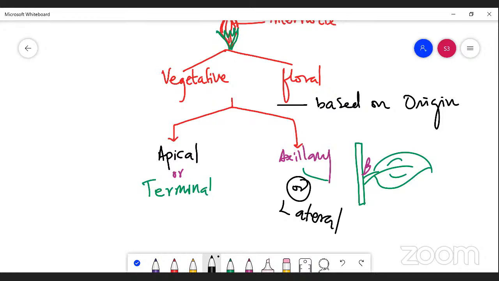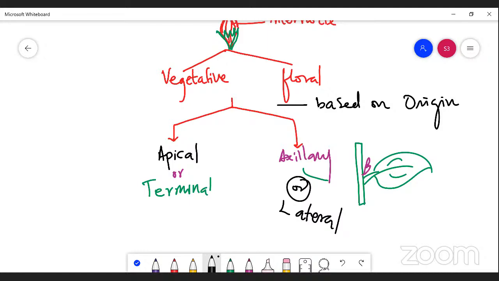So generally, buds are divided into two types based on origin: apical bud and axillary bud. The apical bud is also known as the terminal bud. The terminal bud is nothing but the bud found in the growing point of the shoot system or stem, which is responsible for the elongation of the stem and branches also. For the second category, the axillary bud, it is also known as a lateral bud. It is the bud found in the axil of the leaf of the stem.